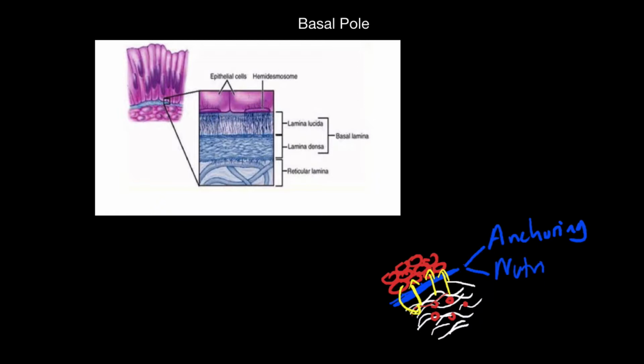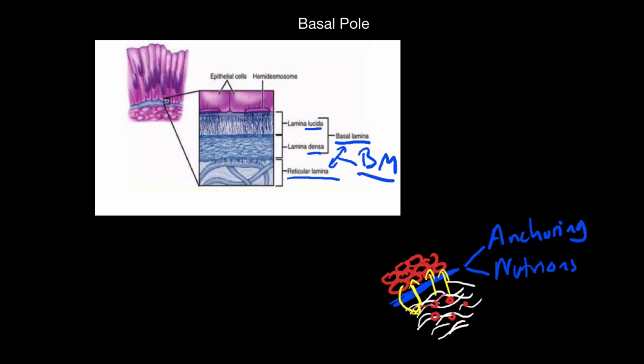If we were to zoom really close into the basal membrane, you're going to see that it consists of different laminae: the lamina lucida and lamina densa, which together make the basal lamina. I've heard a lot of people confuse the basal lamina with the basal membrane, so don't make that mistake. The basal membrane consists of the basal lamina and also the reticular lamina. Those two together form the basal membrane.